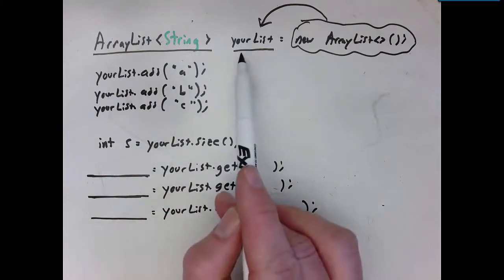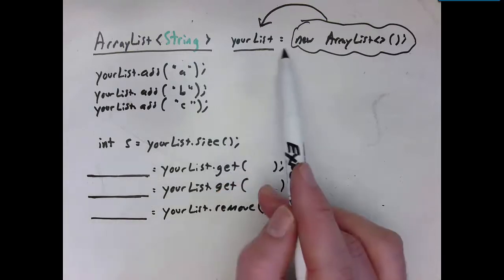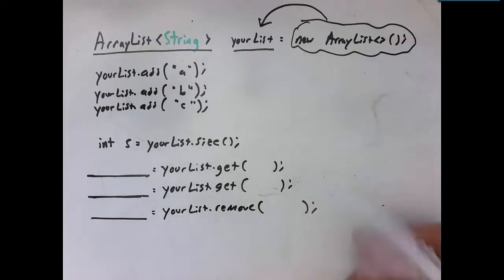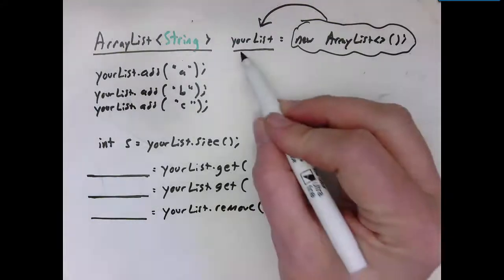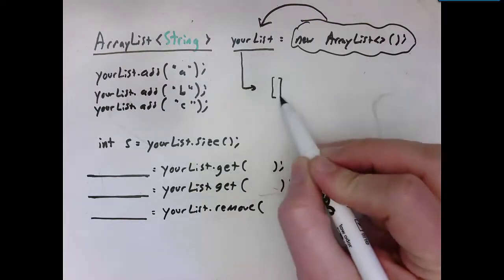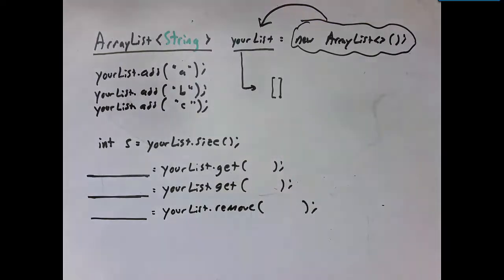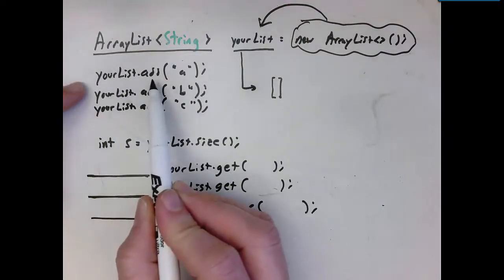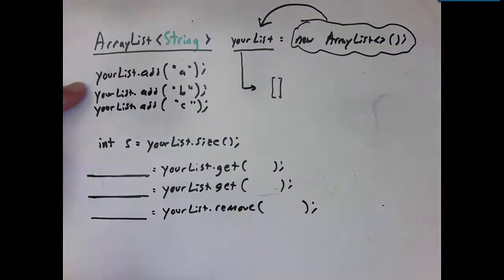The name of the variable I'm going to call my list, or rather your list. And then on the right-hand side of the equals, this is how you can create a new empty list. So when you do that, your list is now pointing at an empty list whose size is 0. It contains nothing. So then if you say your list.add, what that does is it puts a new variable inside your list, and it always adds to the end.